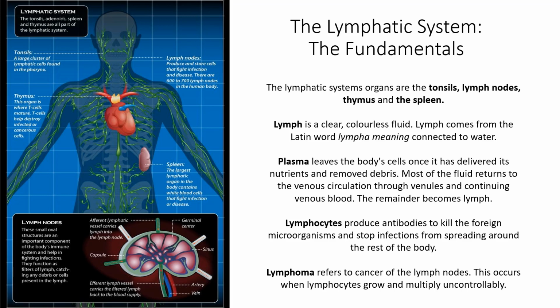Plasma in the blood leaves the body cells once it has delivered its nutrients and removed debris. Most of the fluid then returns to the venous circulation through venules and continuing through venous blood. The remainder becomes lymph. So some plasma eventually becomes lymph once it's finished doing what it needs to do. Lymphocytes produce antibodies to kill or fight off microorganisms, bacteria, and infections, to stop them from spreading around the rest of your body.